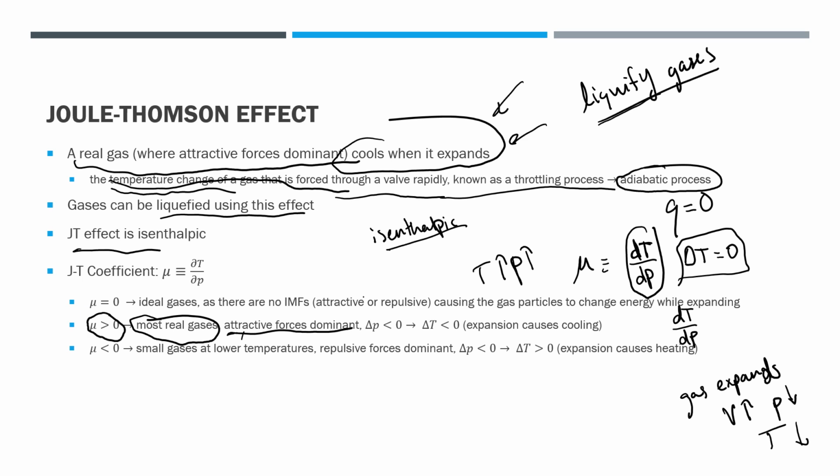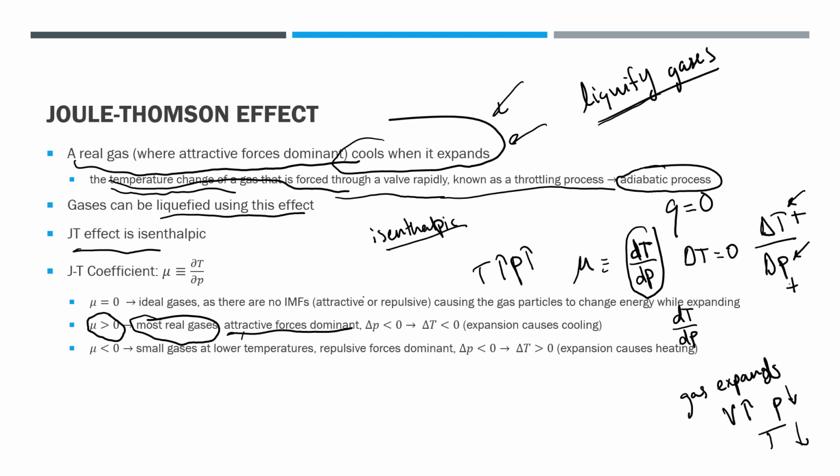Mu is going to be greater than 0 because we have a direct relationship. If pressure increases, that means temperature is also going to increase, which means that mu, which is delta T over delta P, you can think about it as deltas, right? We don't need to introduce calculus notation, but you can think delta T over delta P. If pressure increases, that means temperature will also increase. So both the top and the bottom will be positive, which means that mu is going to be a positive number divided by another positive number, which gives you a positive number. So we have mu greater than 0 for most real gases when attractive forces are dominant.